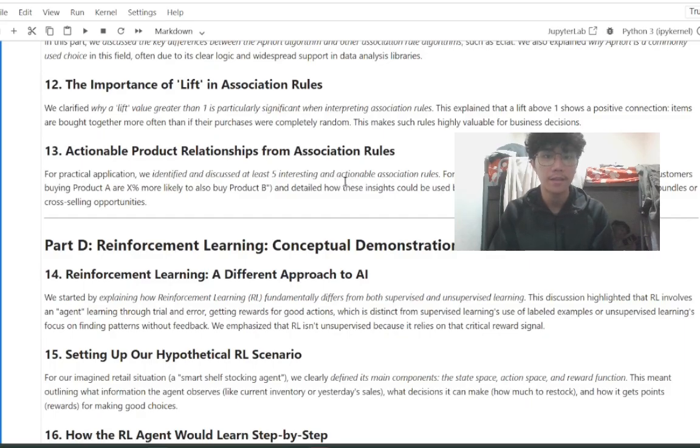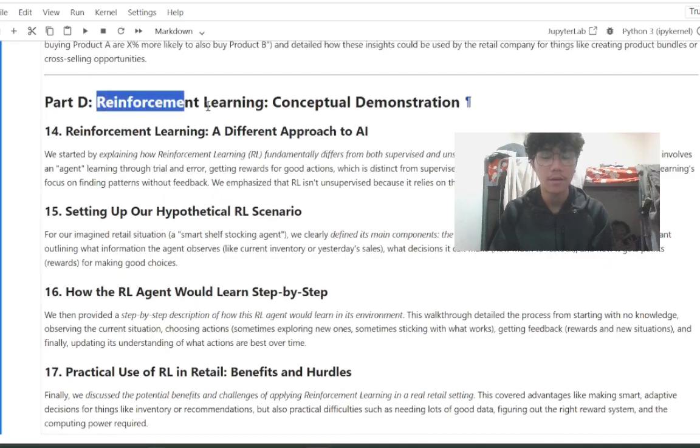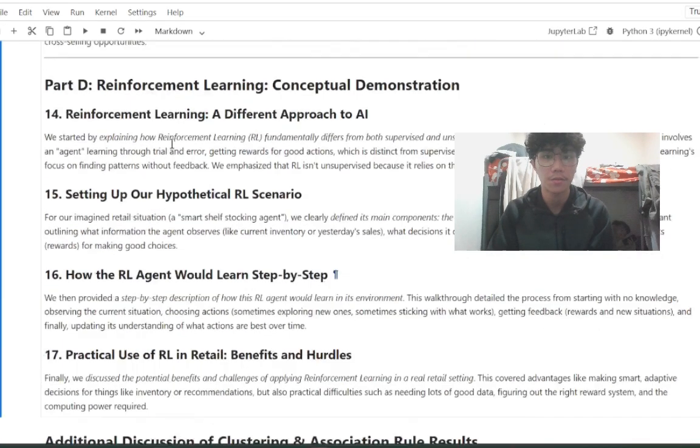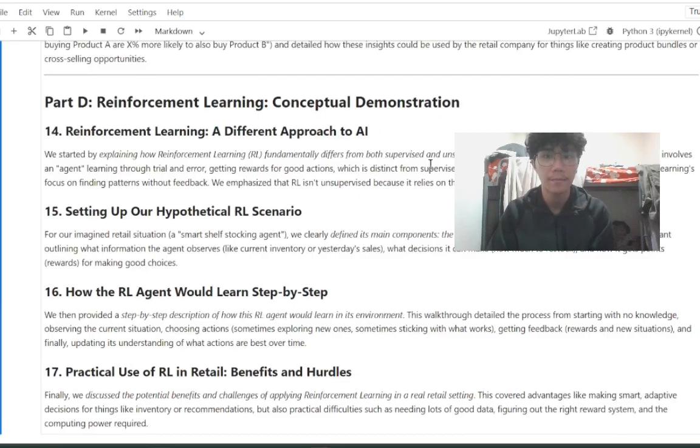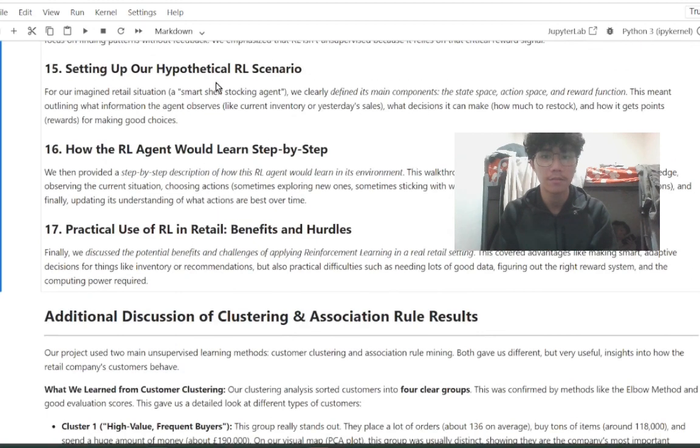In Part D, we provided a conceptual demonstration of reinforcement learning. First, we explained how reinforcement learning is fundamentally different from supervised and unsupervised learning because it involves an agent learning through trial and error with reward feedback. We then defined the state space, action space, and reward function for our hypothetical smart restocking agent. Then we walked through how this agent would learn over time and discussed both the powerful benefits and the practical challenges of applying reinforcement learning in a real retail setting.